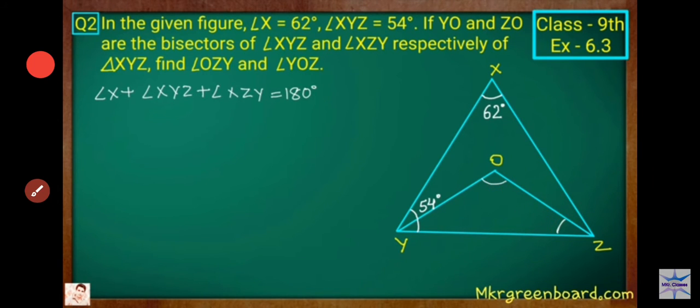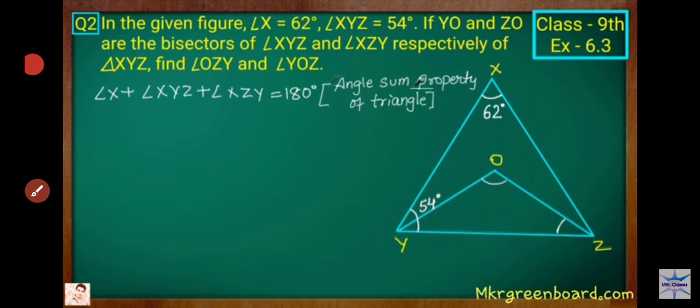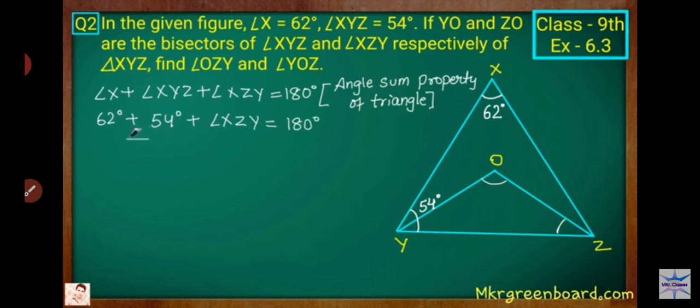Understand? Now angle X plus angle XYZ plus angle XZY is equal to 180 degrees, because of the angle sum property of a triangle. If we talk about triangle XYZ, we know angle X, we know angle Y, and angle Z we have to find. So 62 plus 54 degrees plus angle XZY is equal to 180 degrees, because we don't know what angle Z is. So first we solve it. 62 plus 54 is 116.